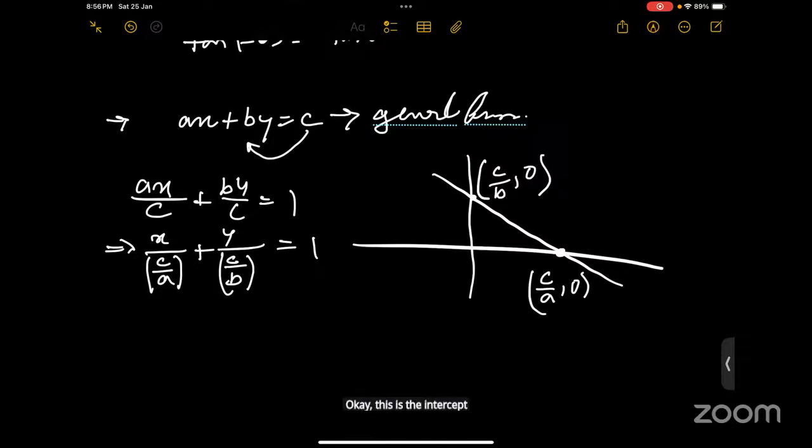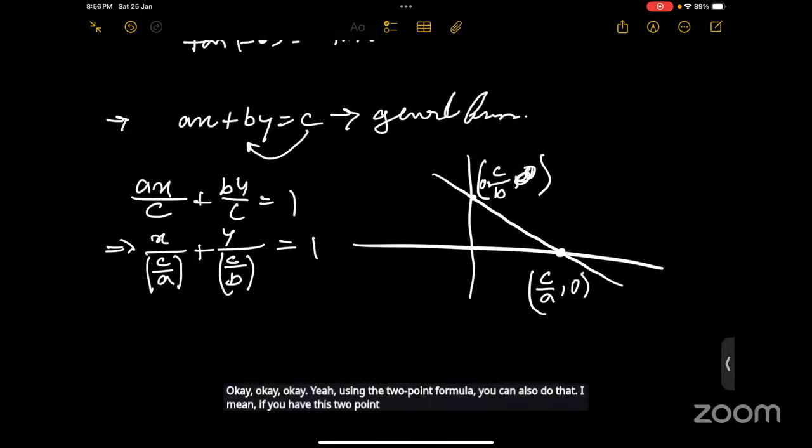But why is it so? Ma'am, 0 comma c by b. Yeah, right. Thank you. 0 comma c by b. By using the slope formula, I mean point slope form or the 2-point form, you can also do that. If you have these 2 points, you can use them to calculate the equation.